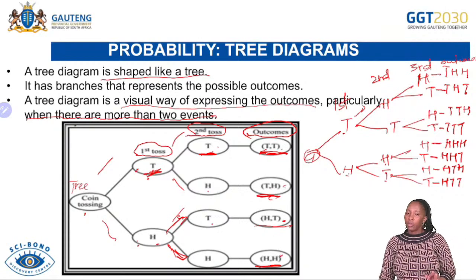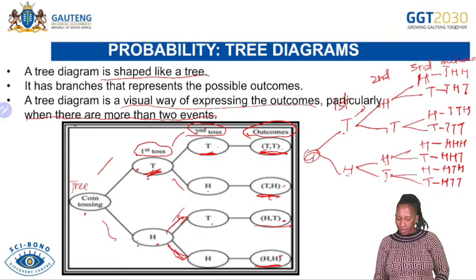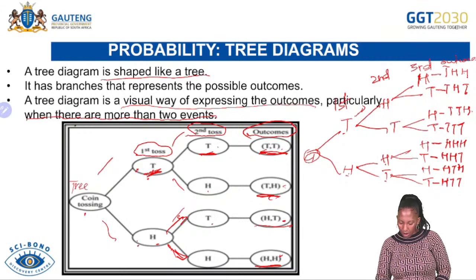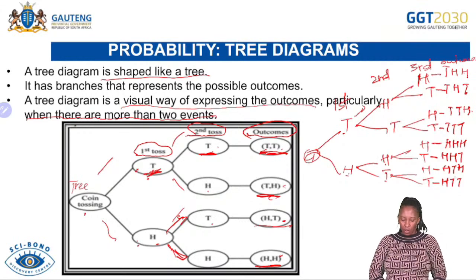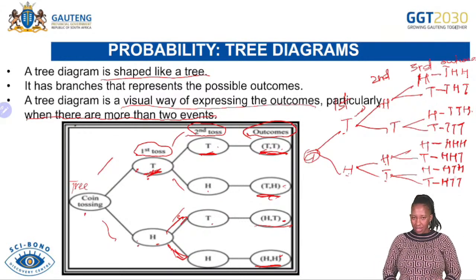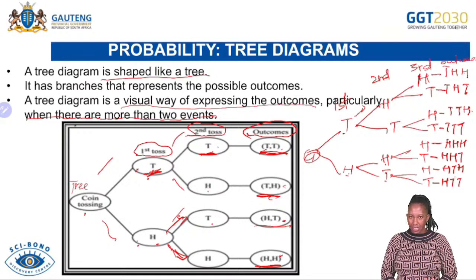And then on tossing a coin 3 times, how many possible outcomes? It will be 1, 2, 3, 4, 5, 6, 7, 8. Here it's only 4. Here we've got 8. So boys and girls, once you understand this, you are able to get the results.